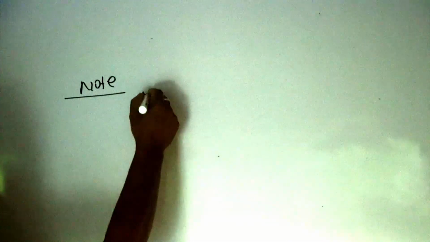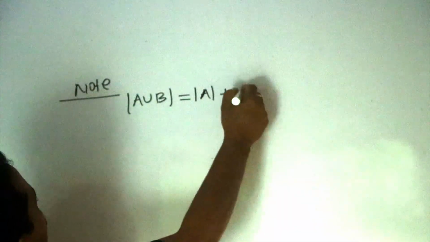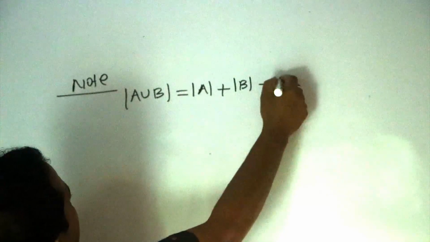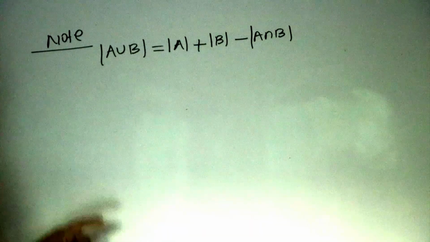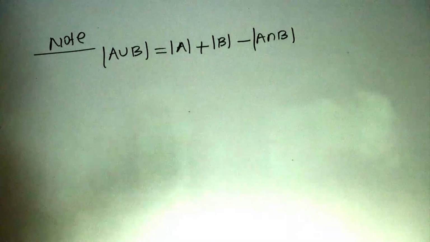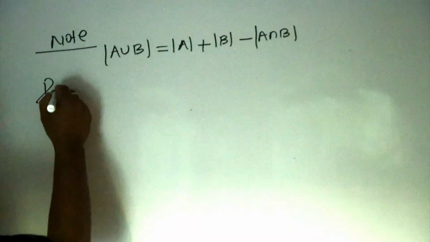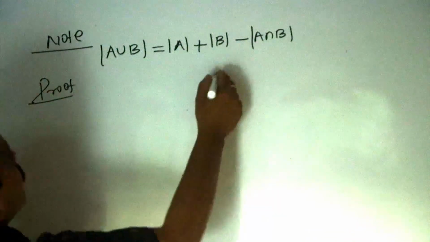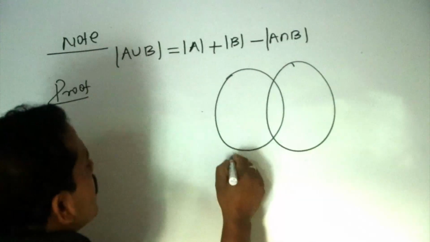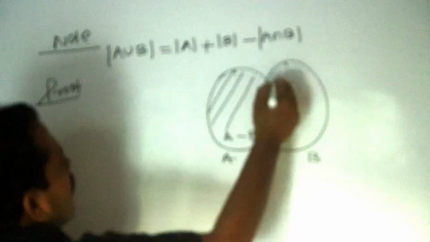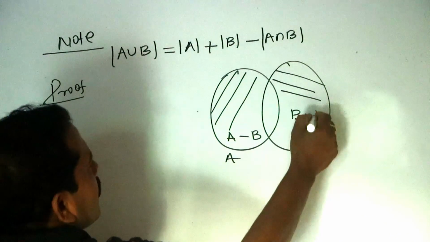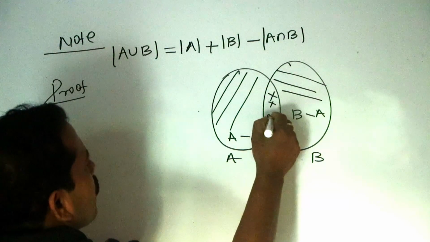Another important result you have to remember is that cardinality of A union B equals cardinality of A plus cardinality of B minus cardinality of A intersection B. We can prove this, but you have to use this formula to solve the problems. How can we prove it? This is set A and this is set B. This is A difference B and this is B difference A, and this part is A intersection B.